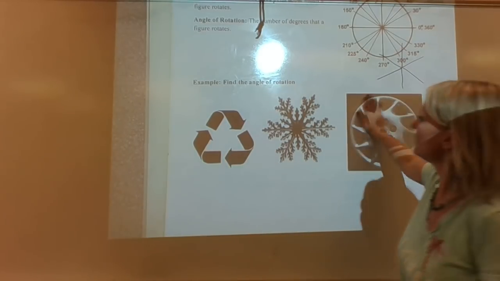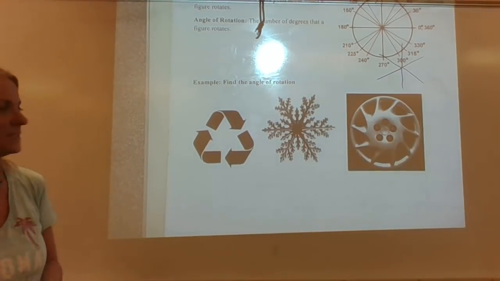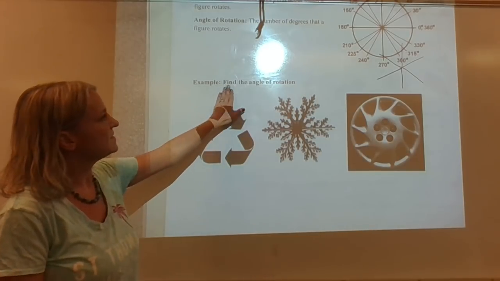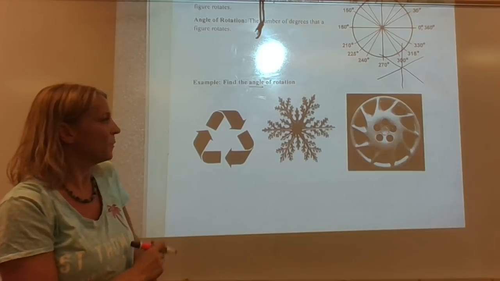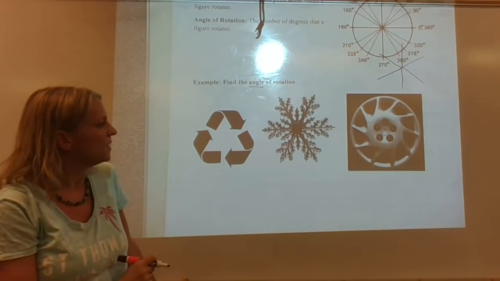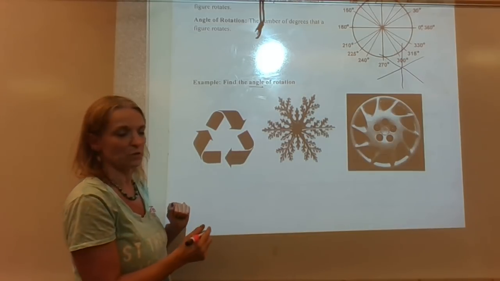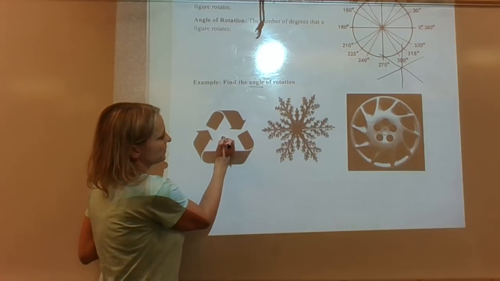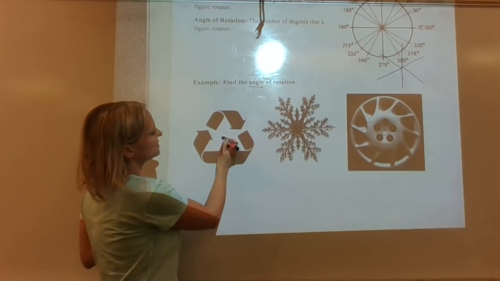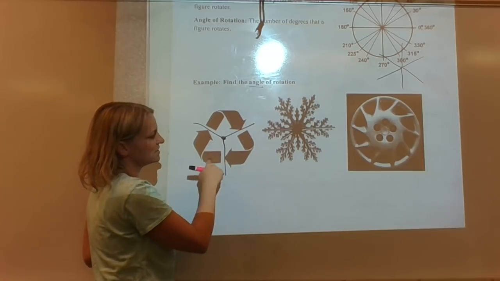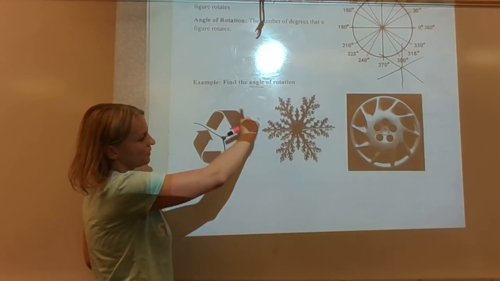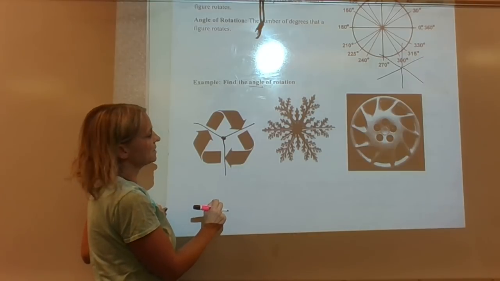All right, so when I look at this recycling symbol here, when I'm trying to find the angle of rotation, I want to look at how many equal parts I can split this picture into so that when you turn it, it would look exactly the same. So if I place my center right in the middle, you can see that there are 3 equal sections, 3 of these arrows. So if I turn this arrow from here to here, it would look identical.